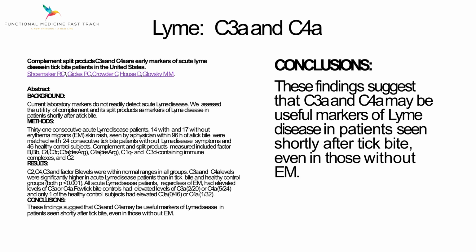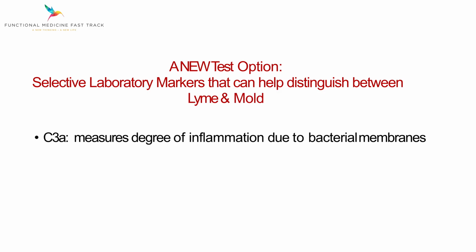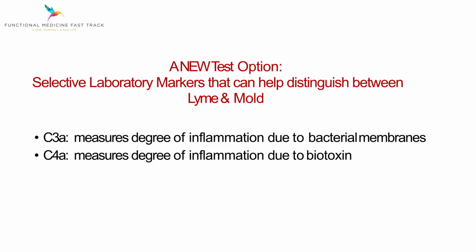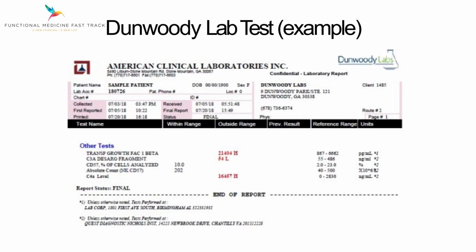And they can be in different aspects. So as far as acute and chronic, we're going to dig deeper into this right now. There's a new test option, and we're going to look at the C3A, which measures the degree of inflammation due to bacterial membranes, C4A, which measures degree of inflammation due to biotoxin, and then TGF-B1, which measures your immune suppression, and then CD57, which is a measure of your natural killer cells.